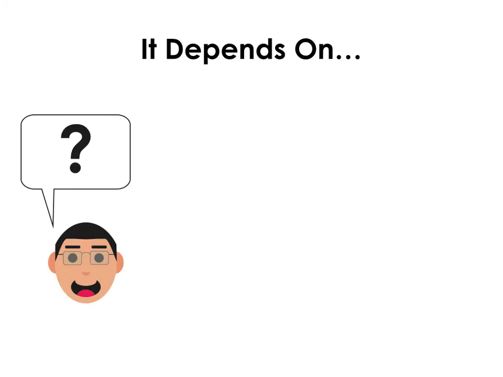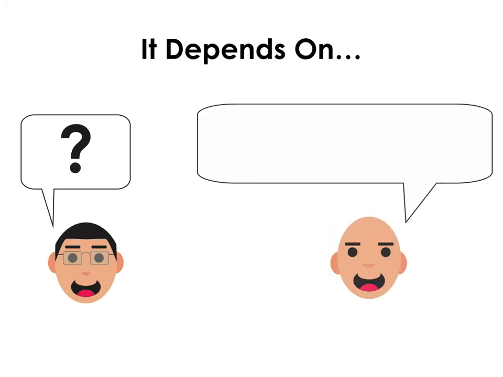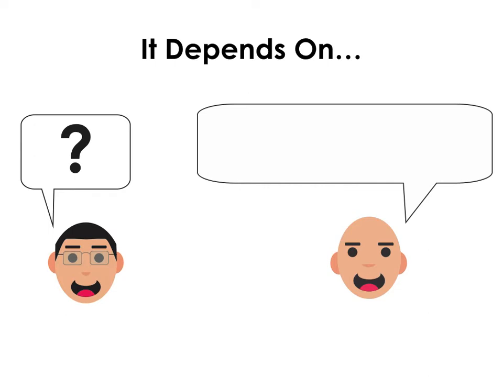Sometimes a question doesn't have a simple answer. Sometimes the answer is different for different situations. To answer these questions, we use it depends on.